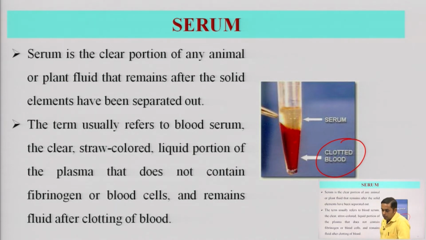So, the term usually refers to blood serum, the clear straw colored liquid portion of the plasma that does not contain fibrinogen or blood clots. Fibrinogen, blood clots, various kinds of clotting factors are actually responsible for the clotting of blood. If any kind of wound or cut happens in your blood vessels, all the clotting factors will come into the picture and make the clot. So, for serum, or to make some product related to serum, we are not considering those clotting factors, we are removing those things.